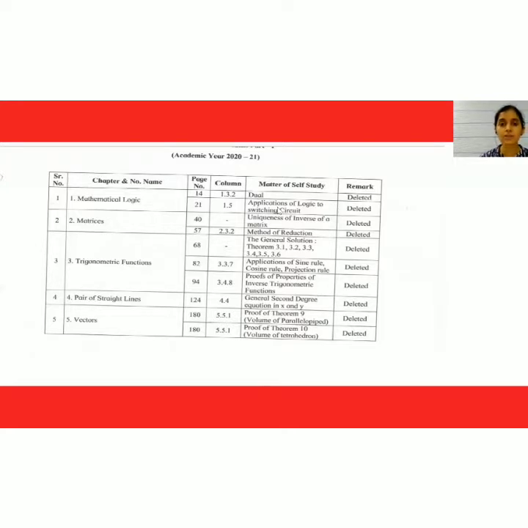Secondly, we have applications of logic to switching circuits. That entire part we can say is non-evaluative. So we will consider that as not for the syllabus, as mentioned by the board. Then we come to the chapter on matrices. But before I go to matrices, I'll just show you mathematical logic in the textbook and which part of it will be excluded.